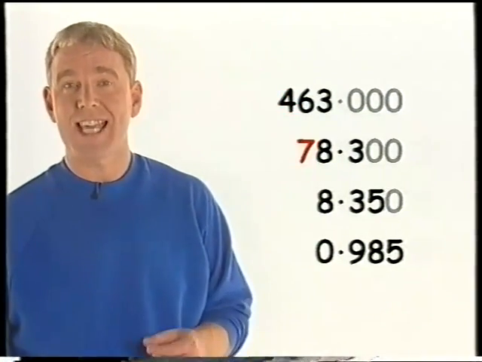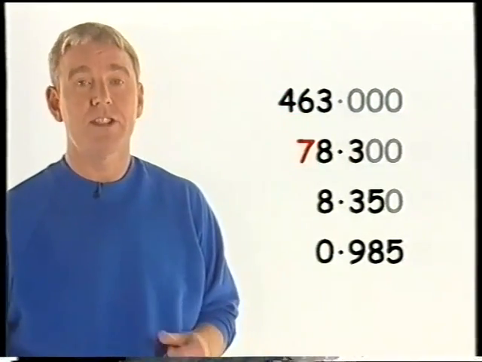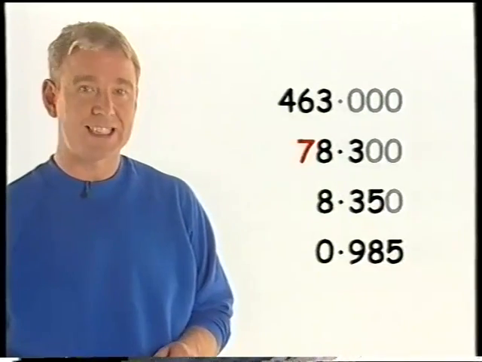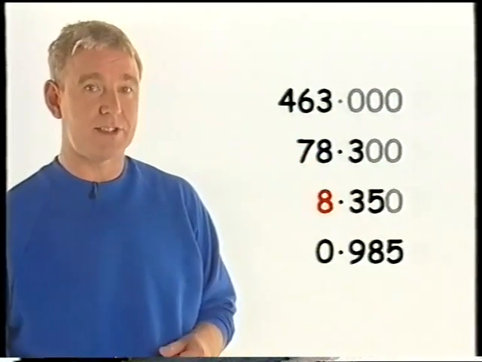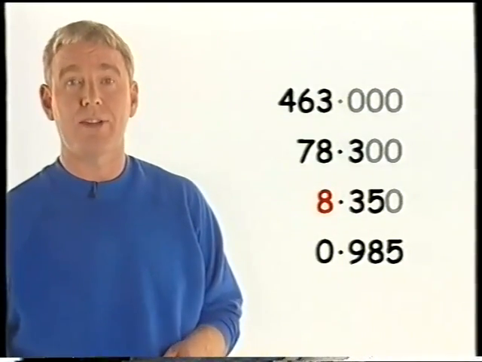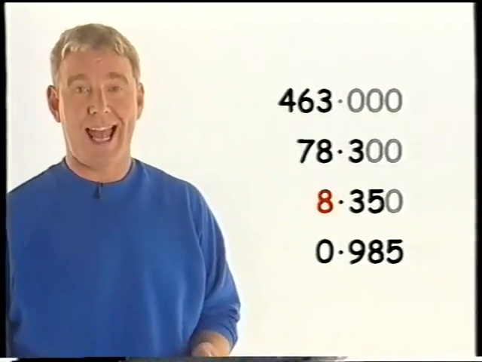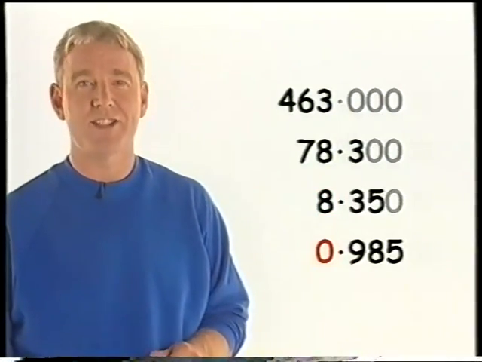78.3 has 7 tens and the others have none, so 78.3 is the next largest. 8.35 has 8 units, while 0.985 has none, so 8.35 is the next largest. And 0.985 is the smallest.